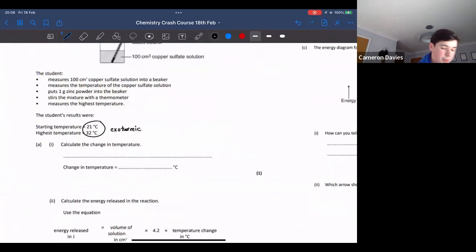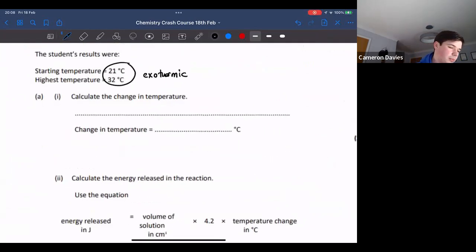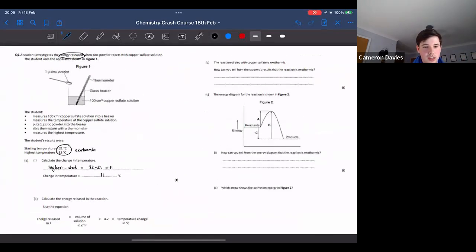So the first part of the question is relatively simple. It's just asking us to calculate the change in temperature. So we're doing the highest minus the start. That's 32 minus 21, which gives you 11. So the change in temperature overall is 11 degrees.